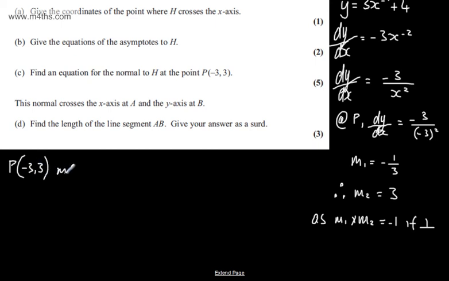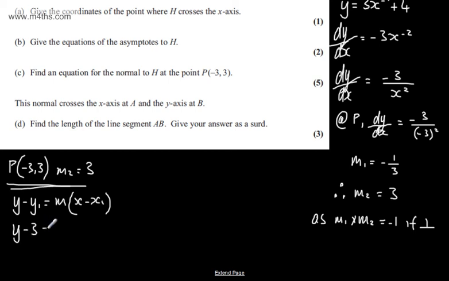We have m2, which is the gradient of the normal. That's 3. All I need to do is sub this into the equation of a straight line. I'm going to use y minus y1 is equal to m, the gradient, x minus x1. You can, of course, use y is equal to mx plus c. y minus 3 is equal to 3, then we'll have x minus minus 3, which is x plus 3.